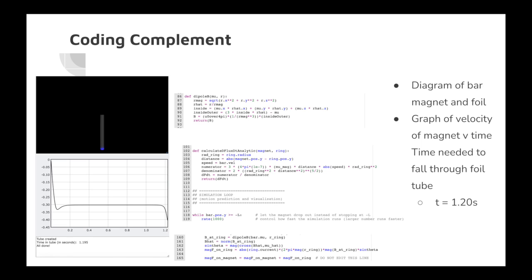The code accomplishes this by having 2 main functions: dipole B, which gives us the magnetic field from the magnet, and the other function, which gives us the change in flux with respect to time. These were used in a while loop while the magnet was inside the tube, as you can see in the top coding part. The bottom part of the code shows the magnetic force on the magnet due to the induced current in the foil.